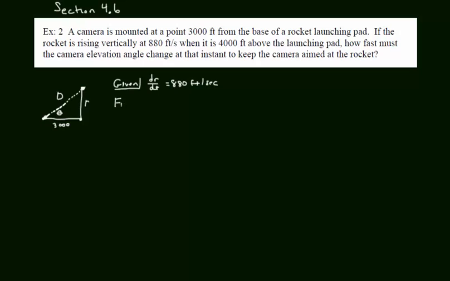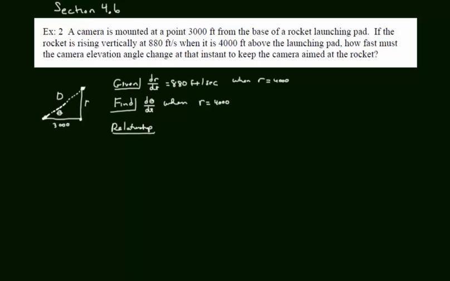Next, what do we want to find? We want to find the rate of change of the angle. I wish I could ask you to do this on your own, but maybe try it on your own. We're looking for dθ/dt, the rate of change in theta with time, when the rocket is 4,000 feet above the ground. This rate is also when r equals 4,000. All right, next, our relationship.